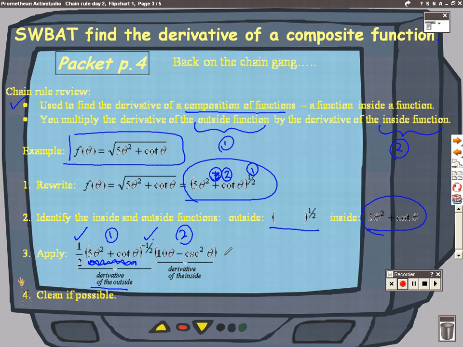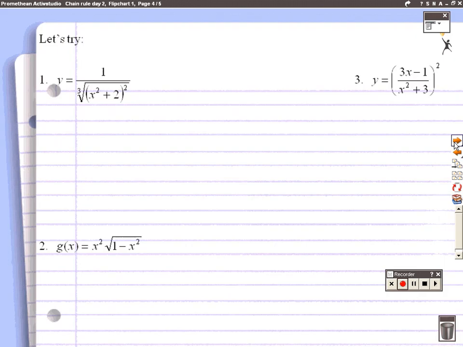The only thing I could do here, if I wanted to, is clean this up by leaving 10 theta minus cosecant squared theta. There's already a 2 in the denominator from the 1/2, and I could move the other expression down and make it a square root to make that power positive. But at this point, it doesn't really make the answer better or worse, because so far we're not doing anything else with that derivative.